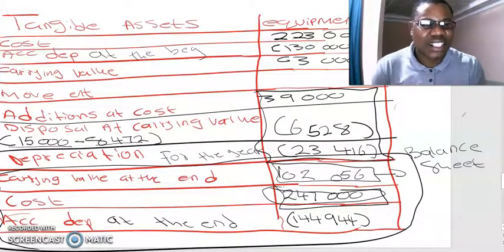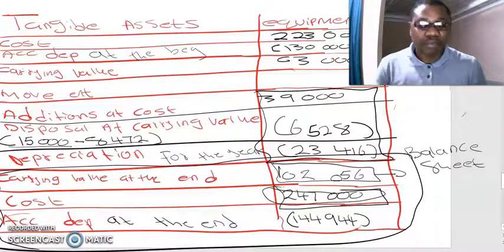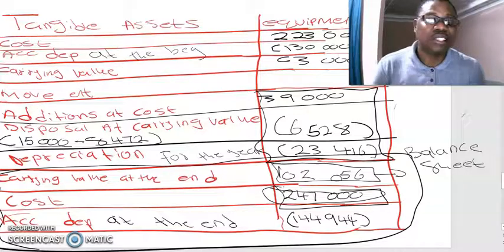Then this is how, guys, simple we do the fixed asset note, guys. So this was my part 2 of the fixed asset, guys.